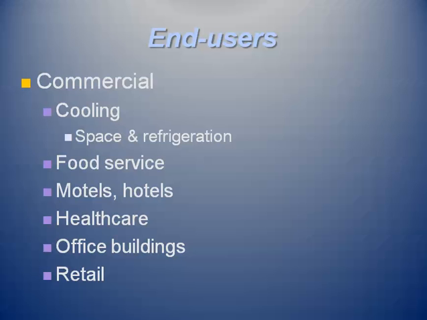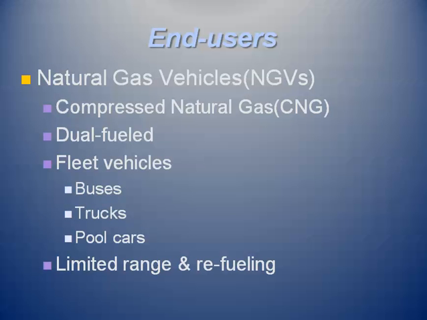Then we also have commercial uses. Believe it or not, there are large air conditioning units at, let's say for instance, large warehouses or factories that can run off of natural gas. Food service, motels, hotels, healthcare, various hospitals, office buildings, and then at the retail level. And then last but not least, we have natural gas vehicles. The market for natural gas vehicles has grown in the last few years, but it's probably going to decline because just recently Honda Motors said they're going to phase out the manufacture of their CNG Civic, which has been around for probably 20 years, and then also their Honda Accord CNG vehicle as well.